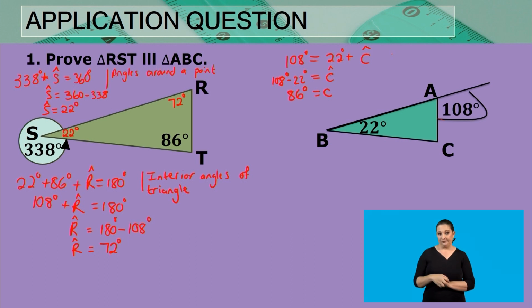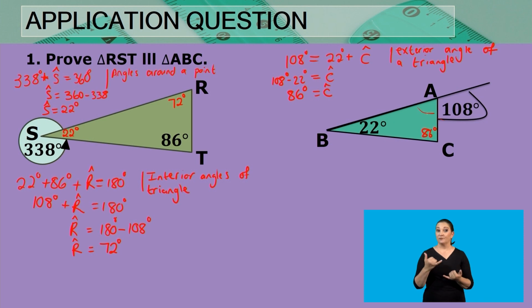And of course, don't forget to write that reason. The reason why we're saying 108 degrees is equal to 22 degrees plus angle C is because of the exterior angle of a triangle. Remember, the exterior angle of a triangle is equal to the sum of the two opposite interior angles. And from that calculation, we can see that angle C is equal to 86 degrees.